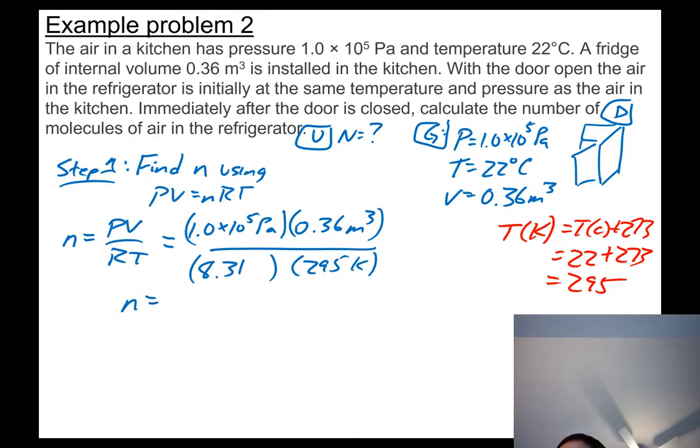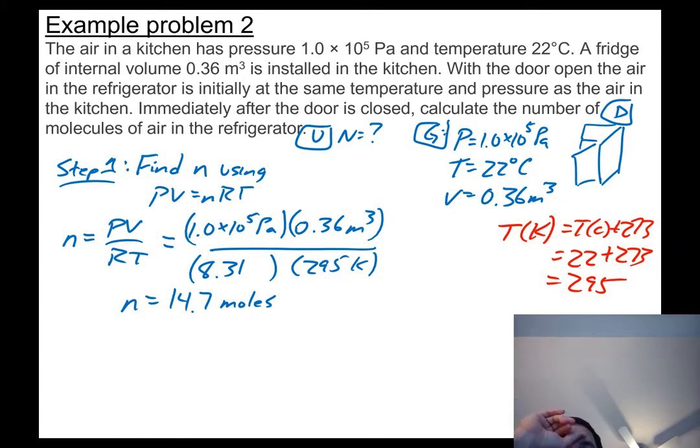So the number of moles, if you do this in your calculator, 1 times 10 to the 5th times 0.36 meters cubed divided by 8.31 divided by 295, I get 14.7 moles. By the way, since this is an intermediate answer, I'm going to carry more sig figs than I can in the final answer, just to keep the accuracy as best I can.